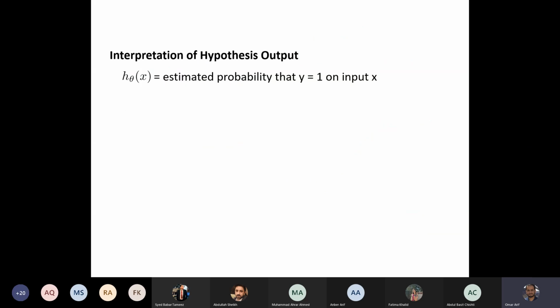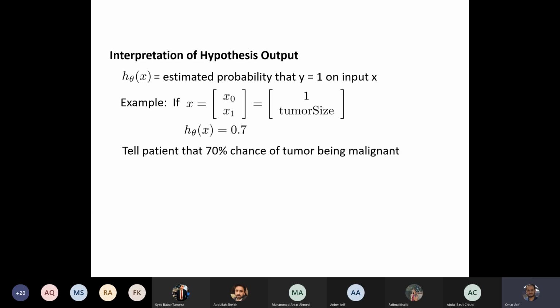Next, we looked at the interpretation that the output of the logistic regression is the probability estimate that the input x belongs to the class y equals 1. For example, if this is my input and my logistic regression output is 0.7, then I'm going to say there is a 70% chance that the tumor of this size is malignant, and similarly a 30% chance that it is benign.